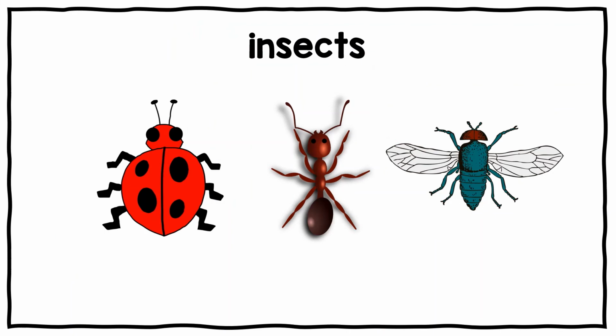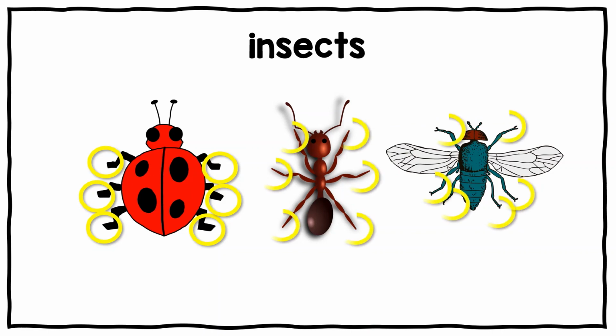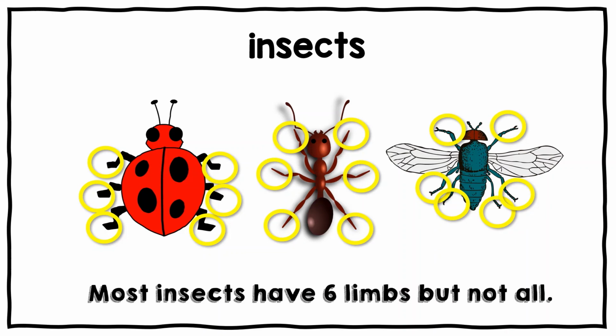Insects. How many limbs does an insect have? Let's count them. 1, 2, 3, 4, 5, 6. The ladybug has 6 limbs. Same with the ants and flies. Most insects have 6 limbs, but not all.